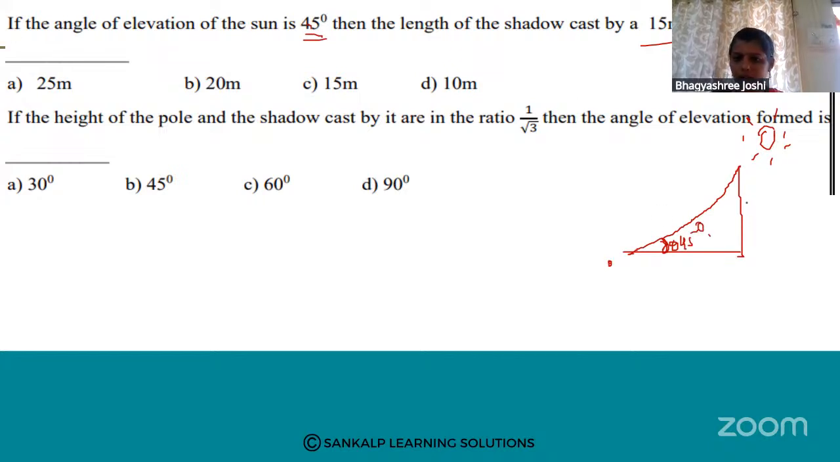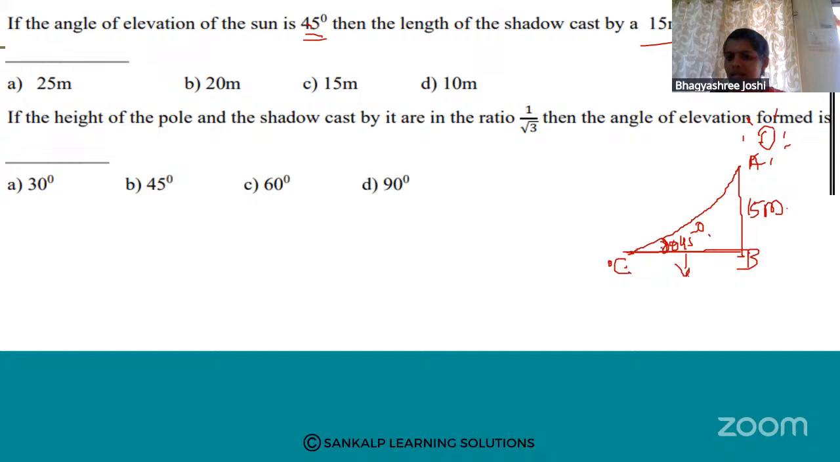Next. So the height of the tower is 15 meter. A 15 meter tall building is there, you are standing here and looking towards the sun, and here it makes an angle of elevation, that is 45 degree. Next, you need to find the length of the shadow. If you consider this is A, this is B, this is C, the length of the shadow is BC, and AB is the height of the building.